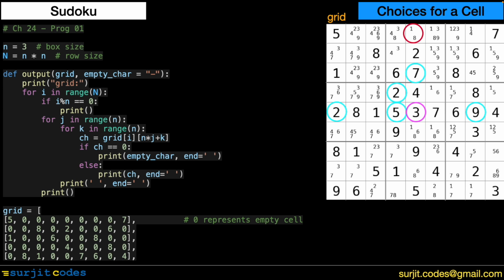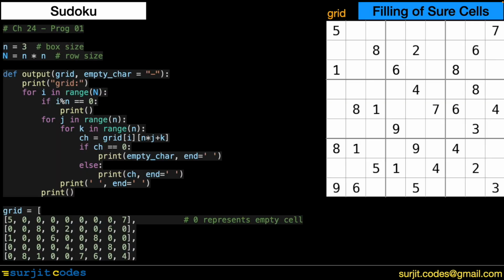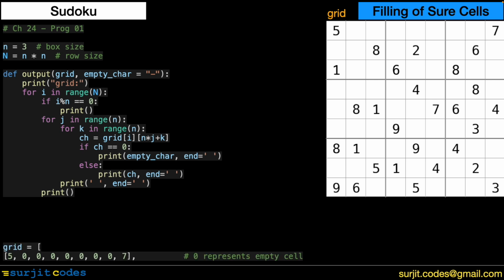At this stage, there is no cell that has one choice. We select the cell that has the minimum number of choices. We fill this cell using the depth first search. Turn by turn, we try 1 and 8 for filling it. We now define a Python function to fill sure cells that have only one choice each.